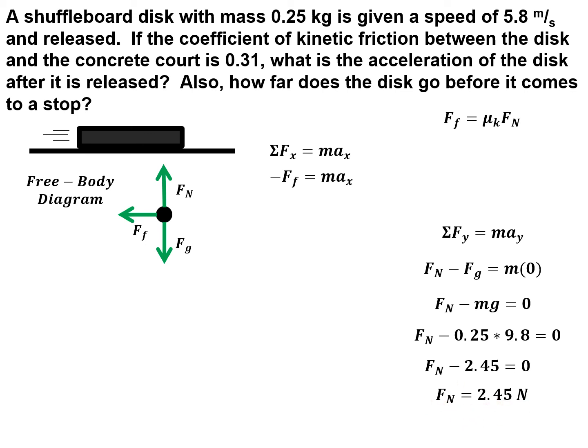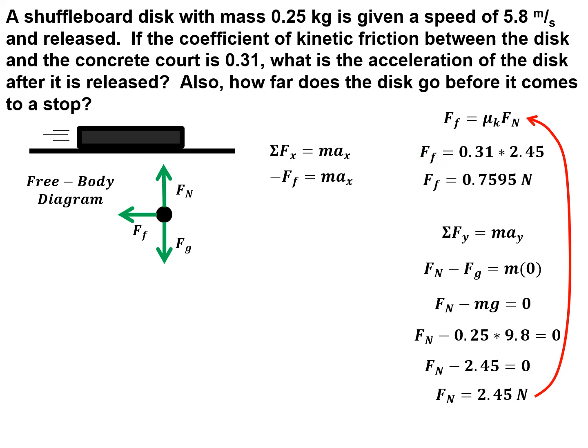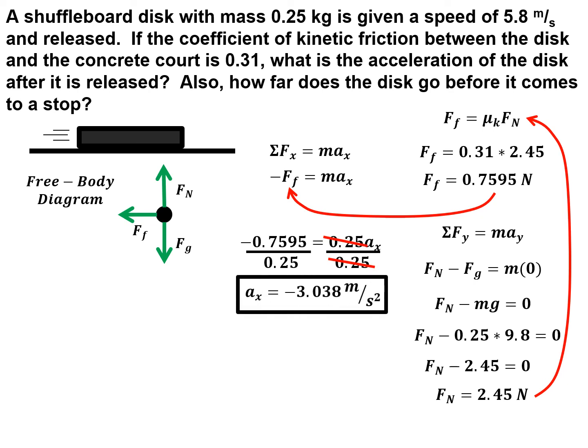Now that we have our normal force, we can plug that in and find the force of friction. 0.31 times 2.45 gives us our force of friction, which is equal to 0.7595 newtons. Then we plug that back into this equation along with our mass to find our acceleration. Dividing both sides by 0.25, we find that the acceleration is equal to negative 3.038 meters per second squared.